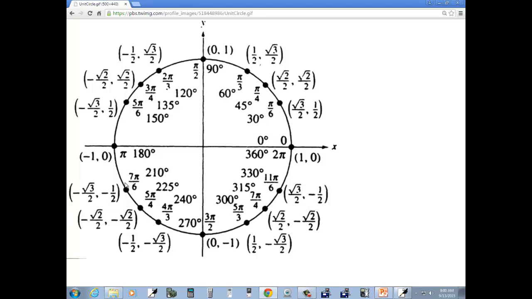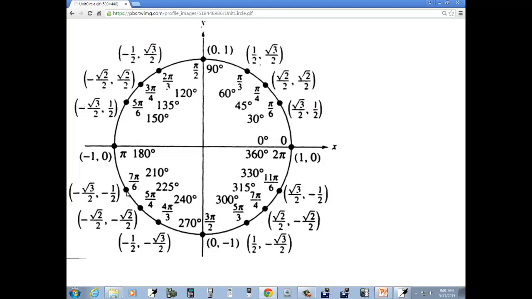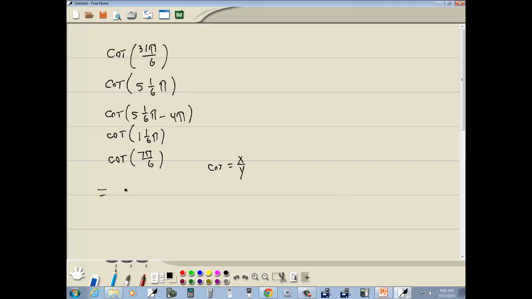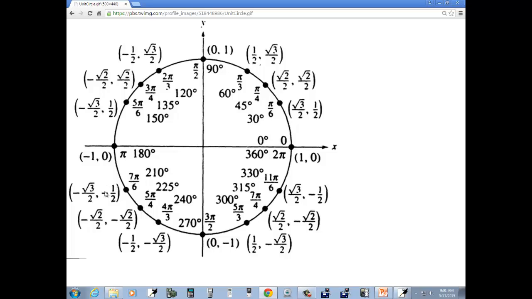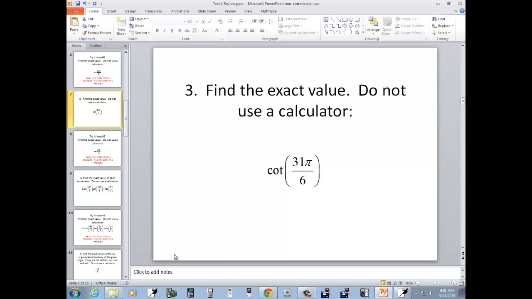And here's 7 pi over 6, so we're going to be working with this point. Okay, now remember, cotangent is equal to x over y. So cotangent 7 pi over 6, this is x, this is y, so I'm going to have negative square root of 3 over 2, that's my x, over negative 1/2. Now negative divided by negative is positive, the 2 is going to cancel, and square root of 3 over 1 gives us square root of 3. And that would be our answer.